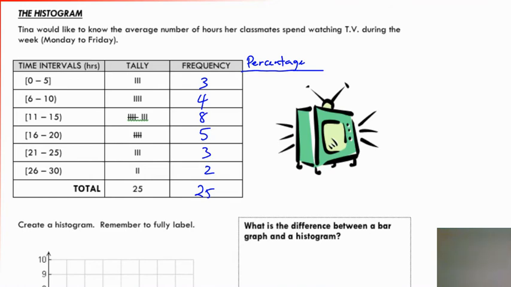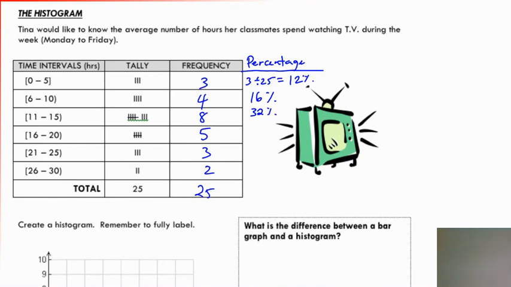So we are doing 3 divided by 25 equals 12% or 0.12. So 12%. Okay, we're going to do 4 divided by 25. We have 16%. Okay, 8 divided by 25. We have 32%. That's our biggest number.